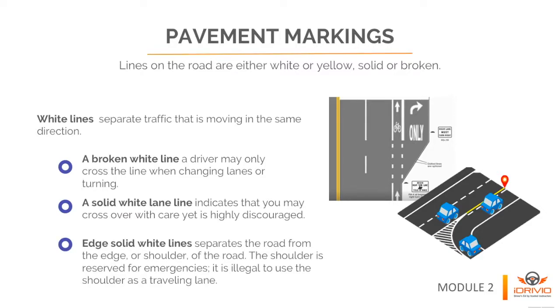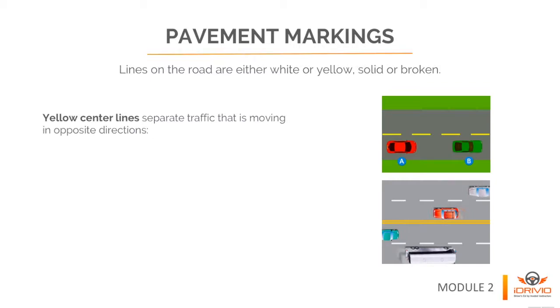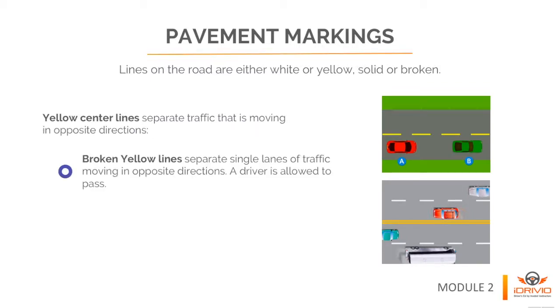Edge solid white lines separate the road from the edge or shoulder of the road. The shoulder is reserved for emergencies. It is illegal to use the shoulder as a traveling lane. Yellow center lines separate traffic that is moving in opposite directions. Broken yellow lines separate lanes of traffic moving in opposite directions. A driver is allowed to pass when it is safe to do so.